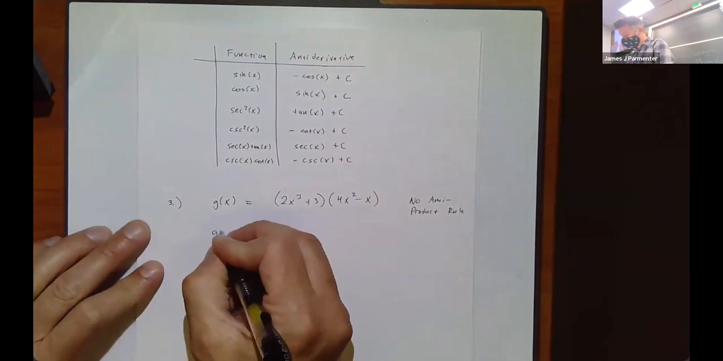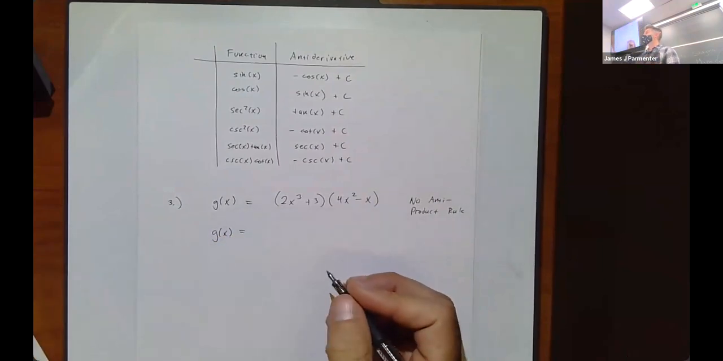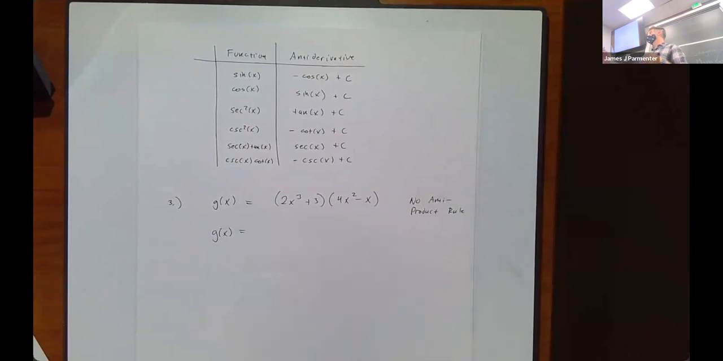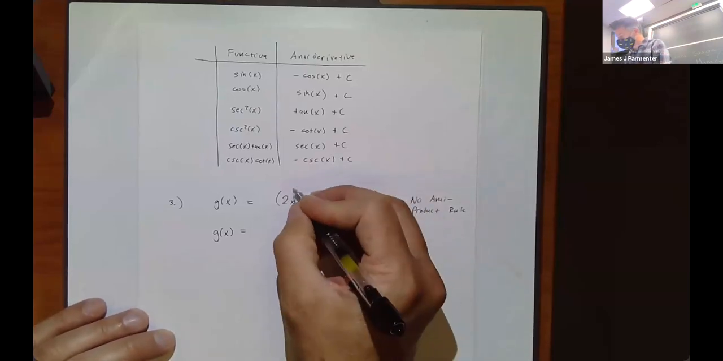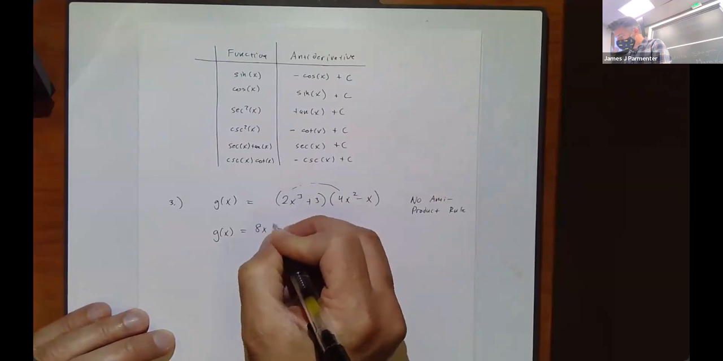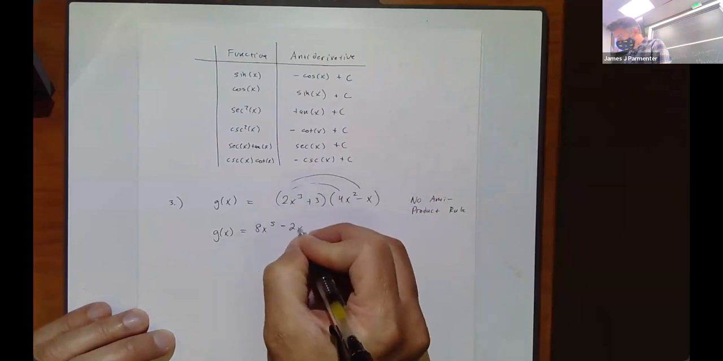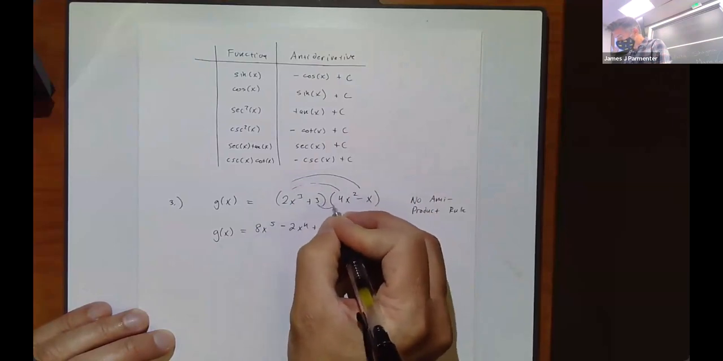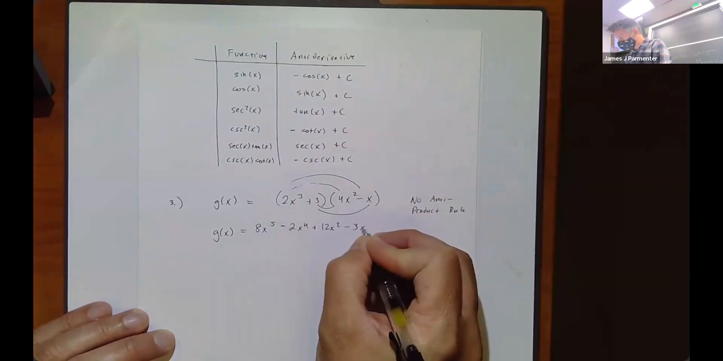So we're going to simplify this. In fact, that's good advice in general. If you can simplify something before trying to find its derivative or antiderivative or whatever, it's often a good idea to do so. So if we FOIL this out, 2x cubed times 4x squared is 8x to the fifth. And then I've got minus 2x to the fourth plus 12x squared minus 3x.